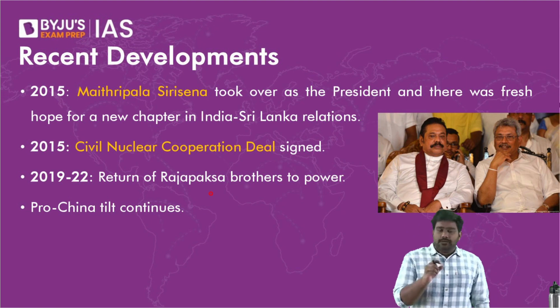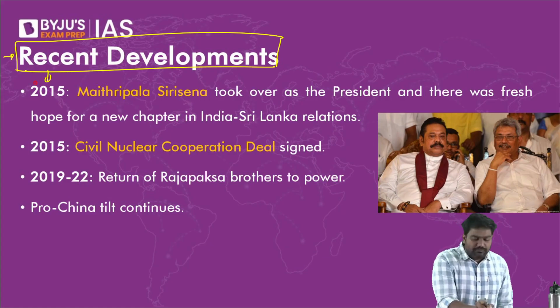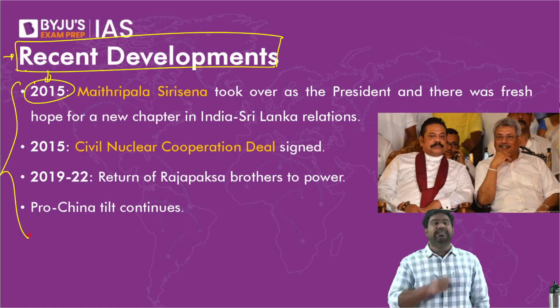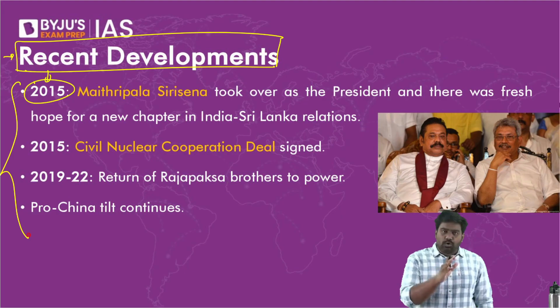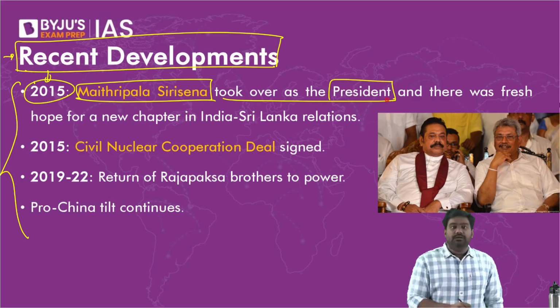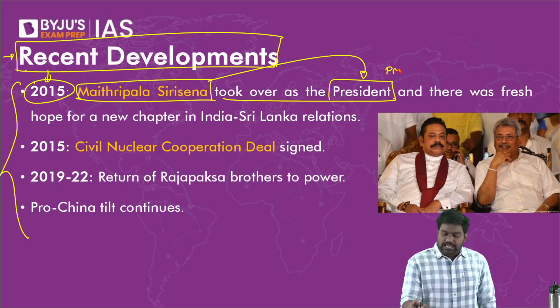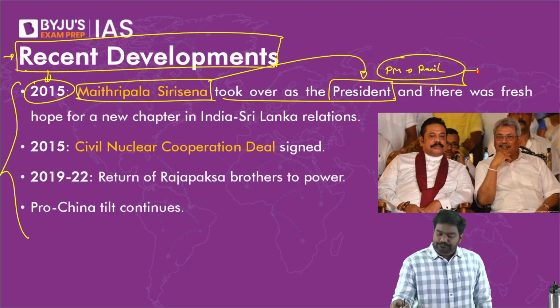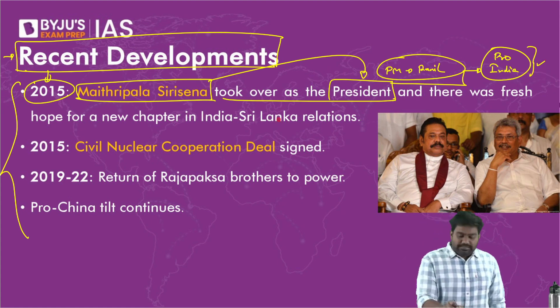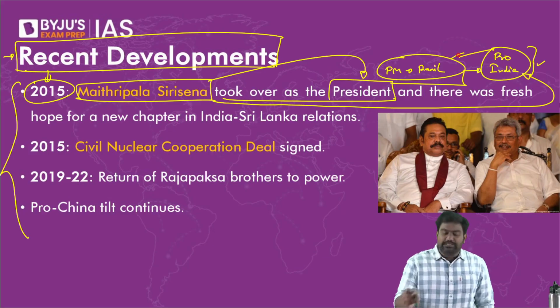Is that clear? But in 2015, we saw a breakthrough. A major breakthrough happened in 2015 as Mahinda Rajapaksa lost the elections. The Rajapaksa brothers were voted out of power and Maithripala Sirisena became the president. Ranil Wickremesinghe became the prime minister. And both were friendly leaders to India. Ranil Wickremesinghe has been very friendly in the past as well. Maithripala Sirisena as well is someone who is a pro-India leader. India has had very good ties with both these leaders.